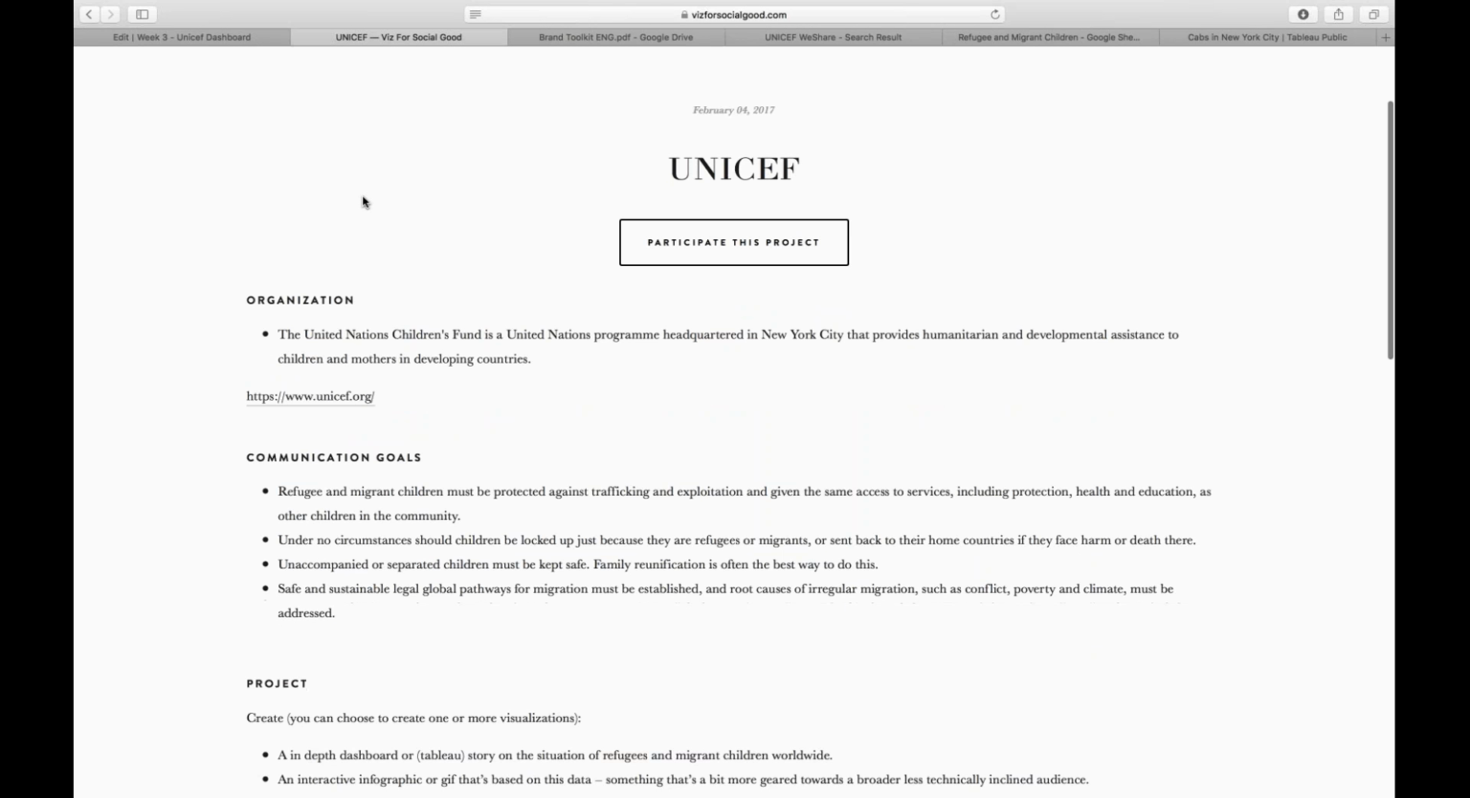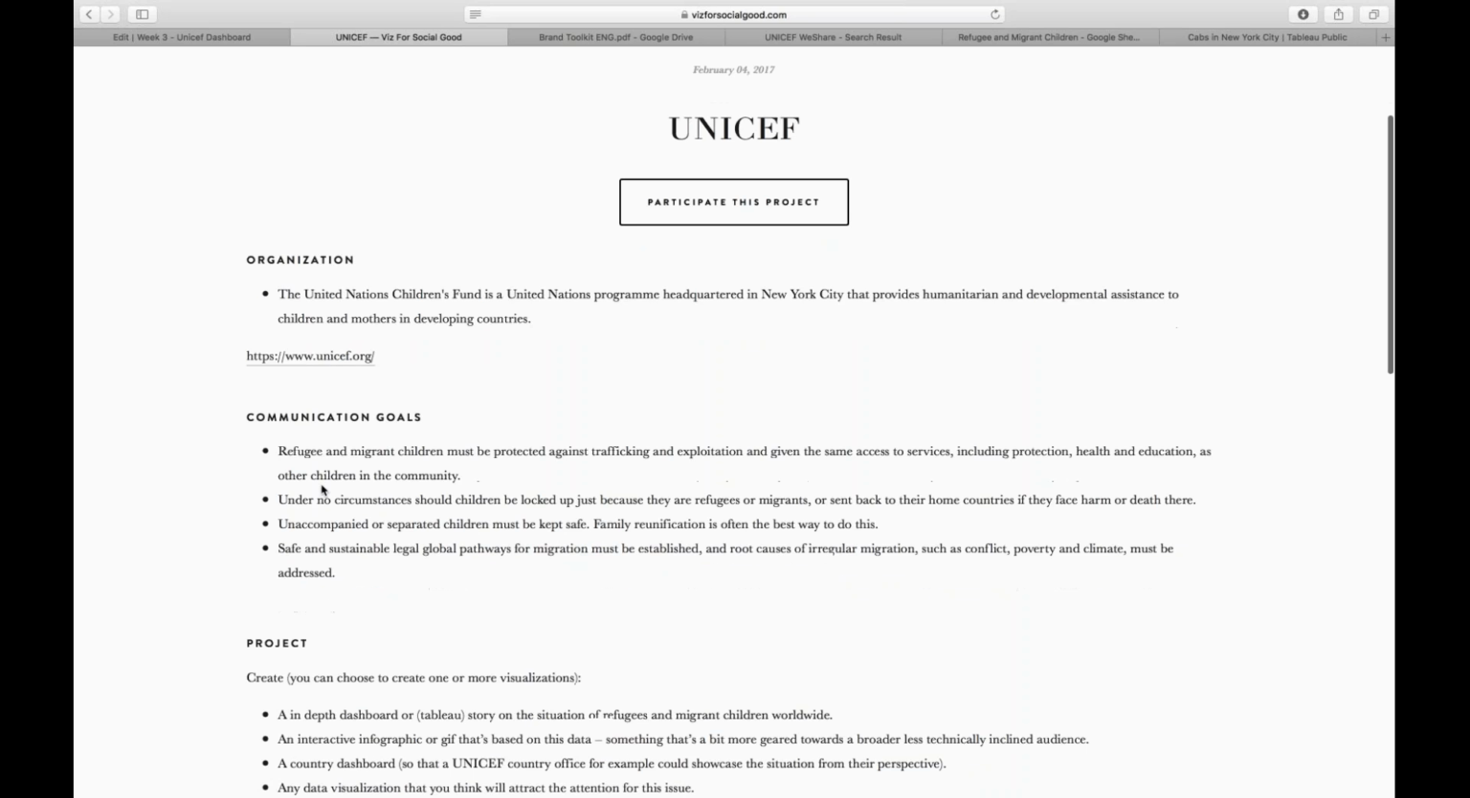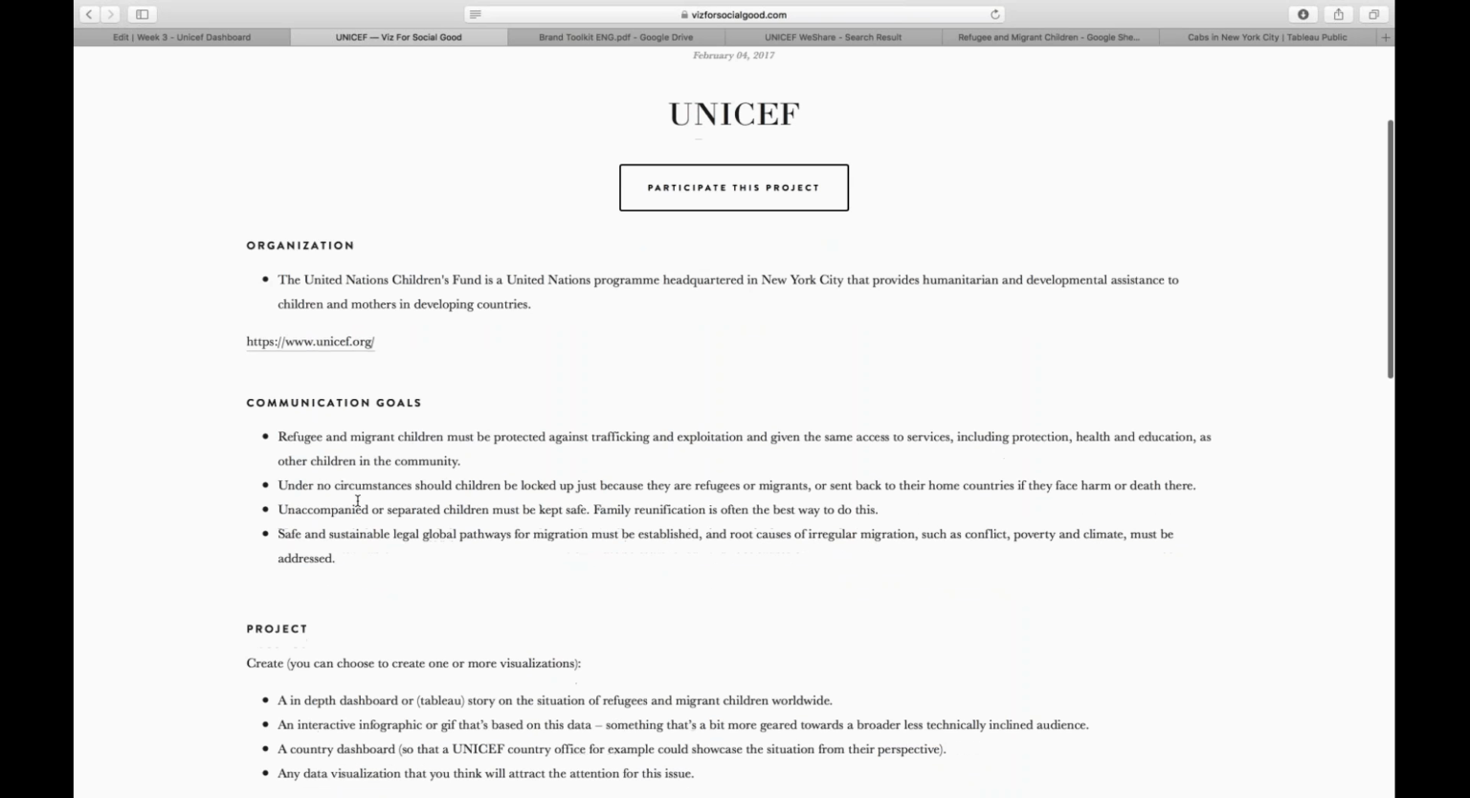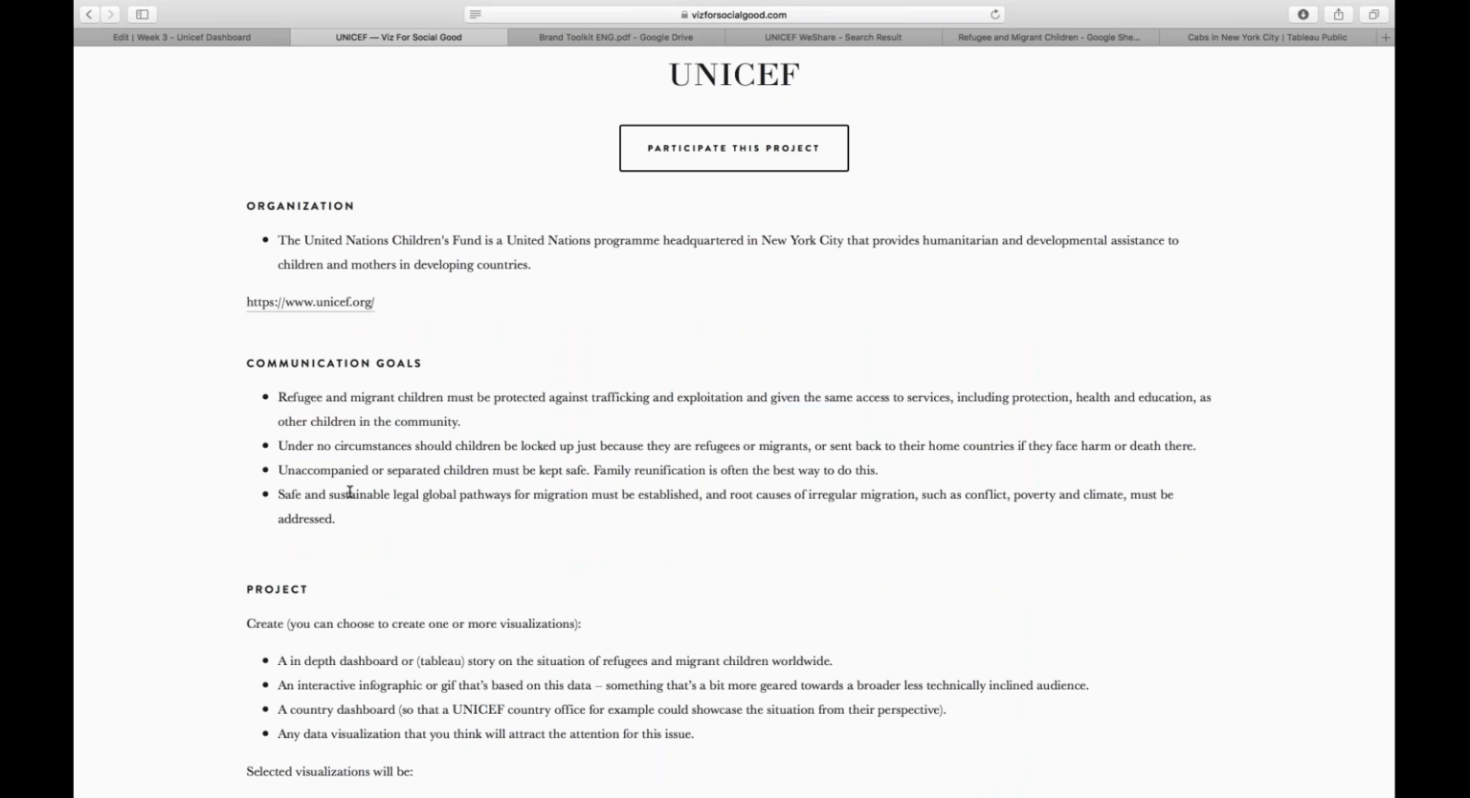Basically, the communication goals of the project were defined by Chloe Singh, who runs the project. The goal was to use UNICEF's aims and objectives to create content to highlight child migration across the globe from 2005 to 2015, especially focusing on the Middle East war conflict. So a lot of the brief was already written for you. The project was to create an in-depth dashboard or Tableau story on the situation of refugees and migrant children worldwide, and an interactive infographic based on this data. That was already created for me, and then it was up to you how you designed it and how you went about creating it.